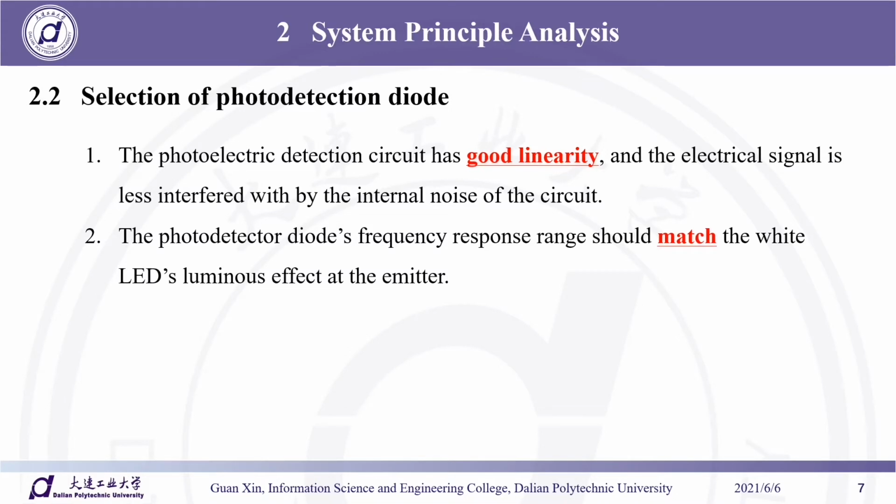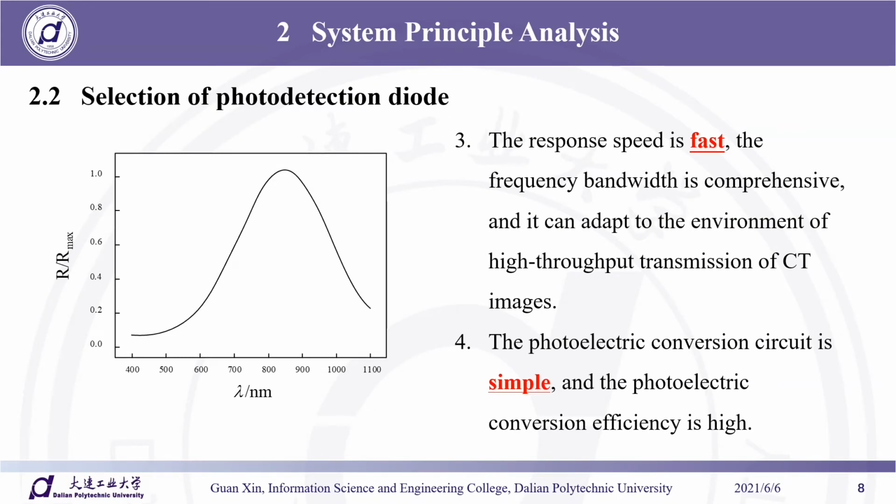Second, selection of photo detection diode. The photo detector and circuit construction directly or indirectly affect the communication system performance. So facing the high-throughput visible light image transmission system based on CT root system, for this type of photo detection diode circuit we can select these points. First, the photoelectric detection circuit has good linearity and the electrical signal is less interfered with by the internal noise of the circuit. Second, the photo detector diode frequency response range should match the luminous effect of the LED as emitter.